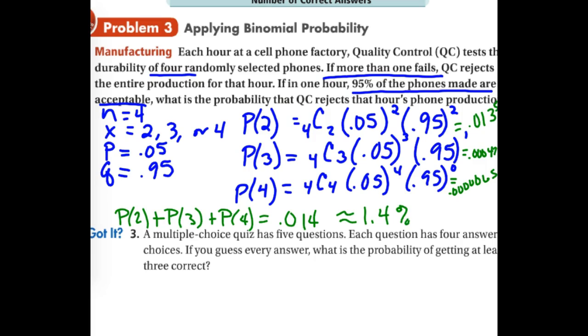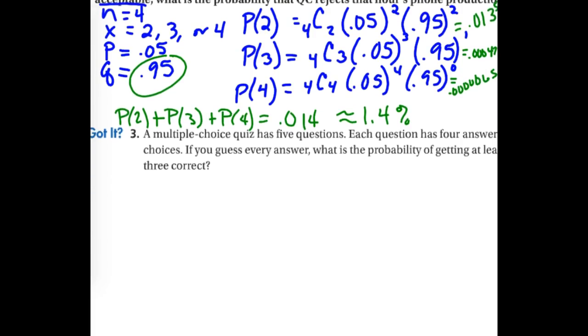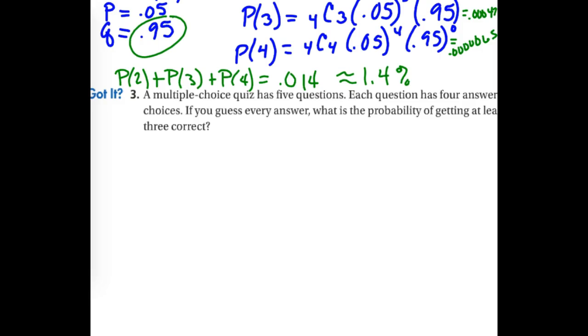So quality control is going to test 4 phones. There's only about 1.4% chance that they'll reject the phones for that hour. And if you think about it, if 95% of them work, and you think about how many phones they make, it's very unlikely that they're going to grab 4 that don't work. It can happen. All right. Question 3.